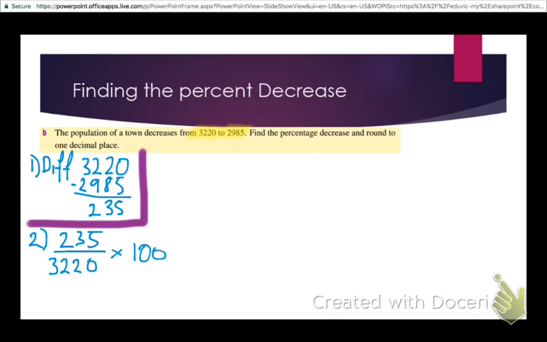So we do 235 divided by 3,220 times 100, and we get a population shift of, we'll round it to 7.3%. Okay, so just following on, really just following on with similar skills as we had in the last one. Okay, I'll give you one to practice on now.